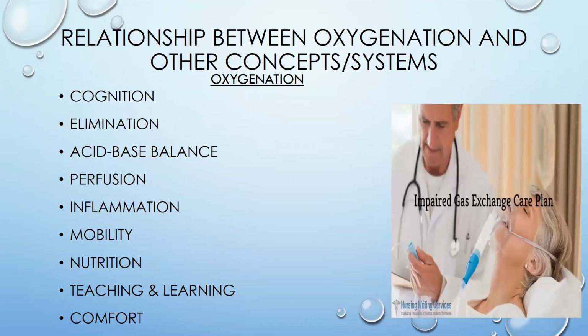Let's talk about the relationships between oxygenation and other concepts. Already kind of talked about hypoxia. It can affect cognition, changes in mental state, mainly confusion with your elderly, anxious. Let's talk about elimination, constipation, and anorexia. That just makes sense, right? We've just kind of mentioned that.